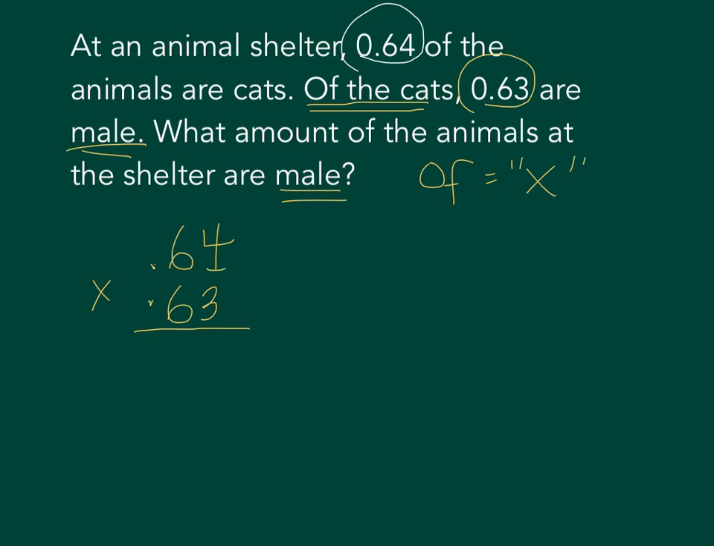In 64 hundredths, I have 2 decimal places. And in 63 hundredths, I have 2 decimal places. So in total, my answer should have 4 decimal places. So let's start and multiply. So 4 times 3 is 12. That's 12 and carry the 1. 6 times 3 is 18, plus 1 is 19.